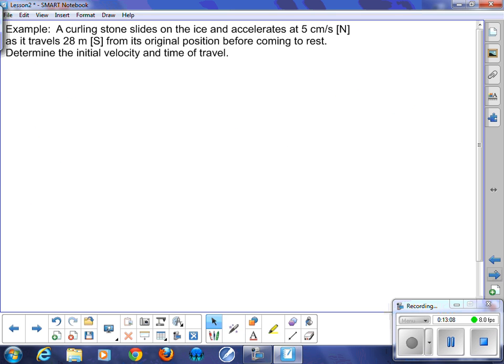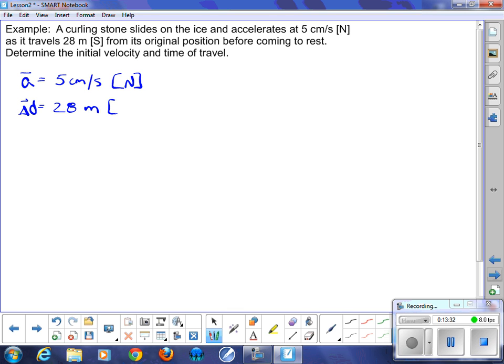Moving along. A curling stone slides on the ice and accelerates at 5 centimeters per second squared north. So we're given an acceleration, 5 centimeters per second squared north, as it travels 28 meters south. So now we know a delta d, or a displacement, 28 meters south from its original position before coming to rest. Determine the initial velocity. So we want to know v1, my mistake.